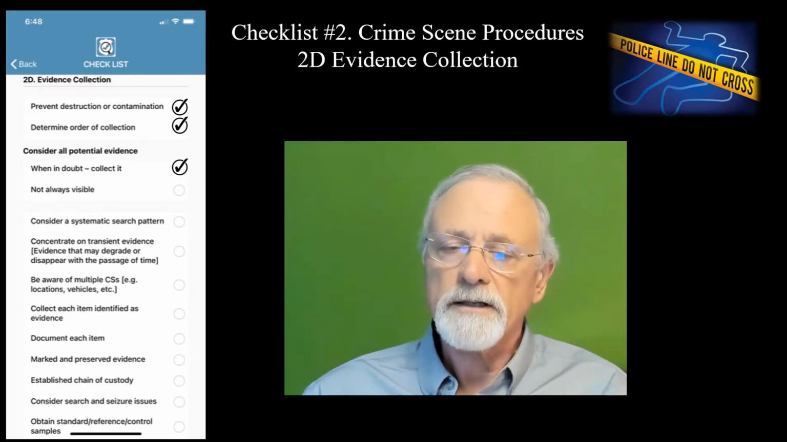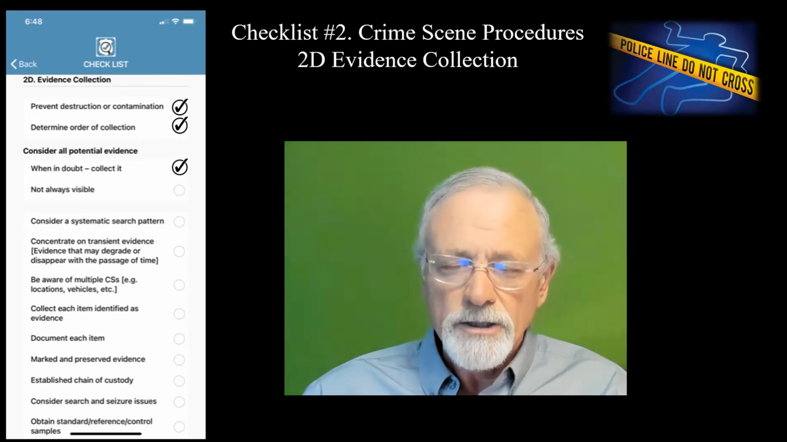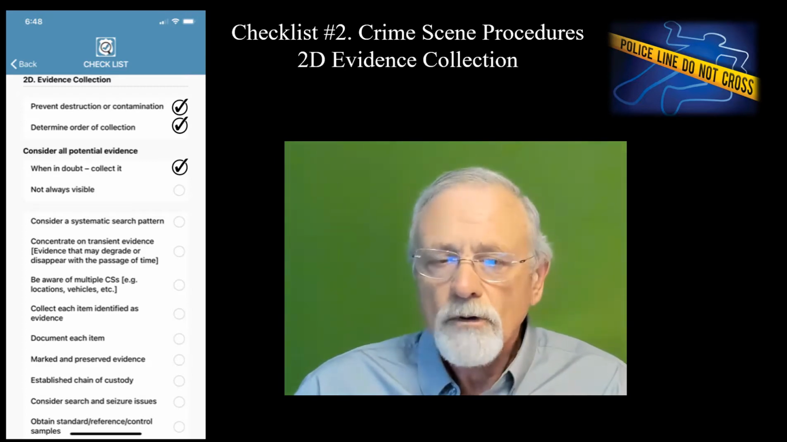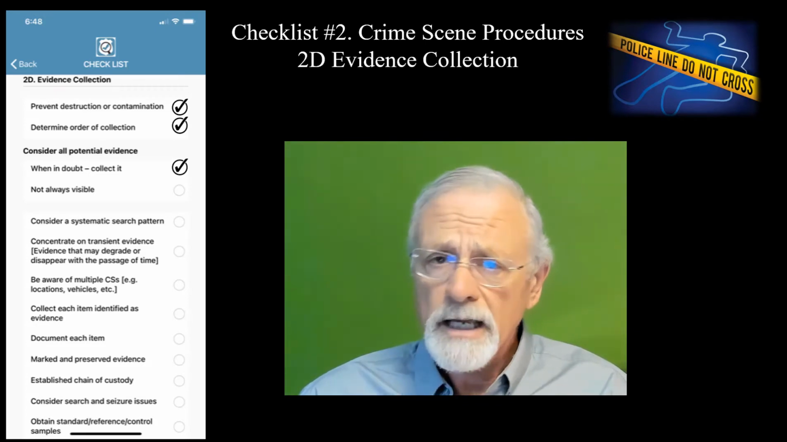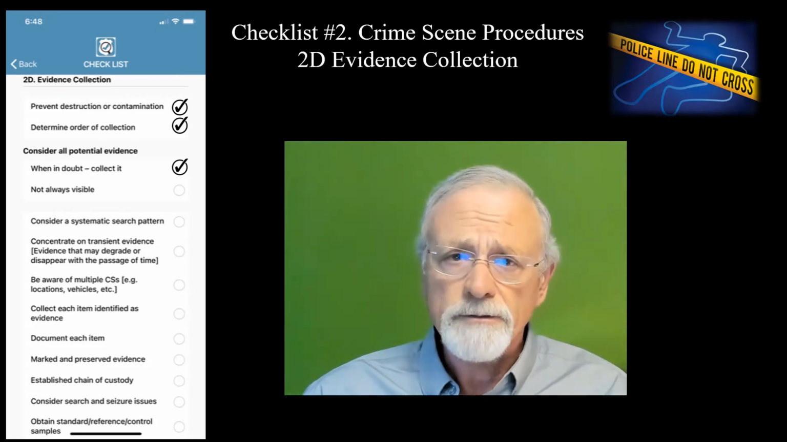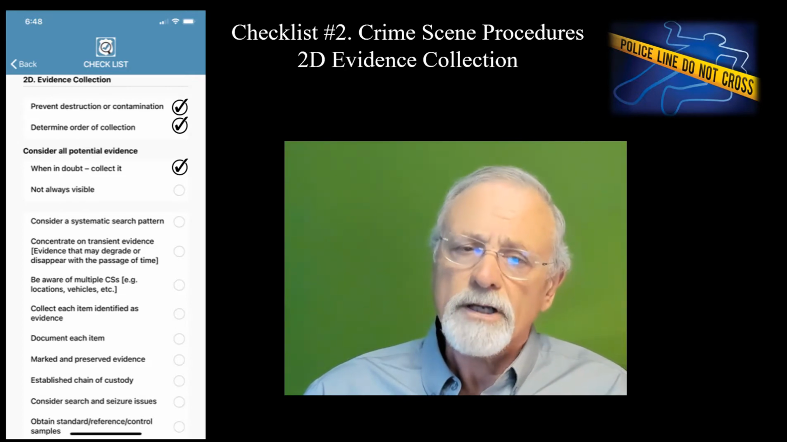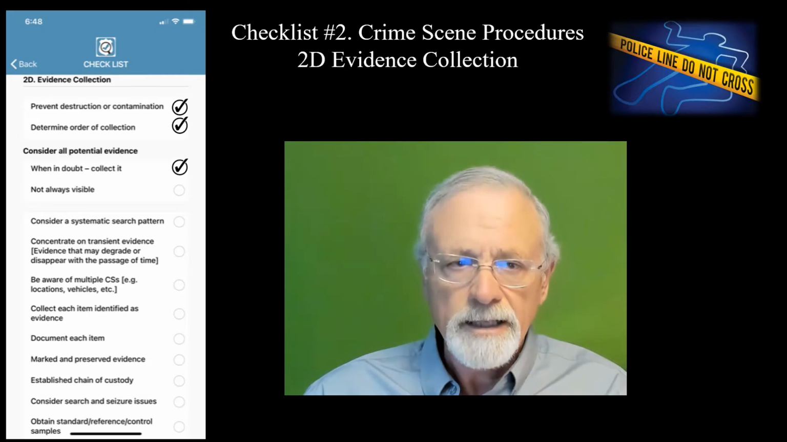When in doubt, collect it. When you're looking for evidence at the crime scene and you're not sure whether an item is or isn't evidence, don't question yourself, collect it. You can always give it back later on. You can't go back to the crime scene later on without having that evidence be questioned for its validity and reliability, etc. So collect it at the beginning.